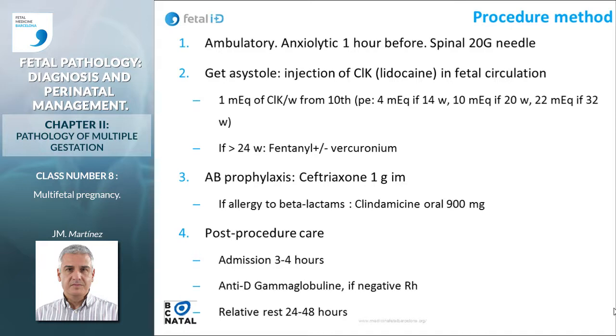If the pregnancy is more than 24 weeks, we will add fentanyl to ensure the fetus doesn't undergo pain, and sometimes we can also inject vecuronium to immobilize the fetus and facilitate the procedure. We also should use ceftriaxone as a prophylactic antibiotic. If she is allergic, then we use clindamycin, and the post-procedure follow-up will be 3 or 4 hours of rest. If she is Rh negative, anti-D gamma globulin should be administered, with relative rest for 24 to 48 hours, but bed rest is not necessary.